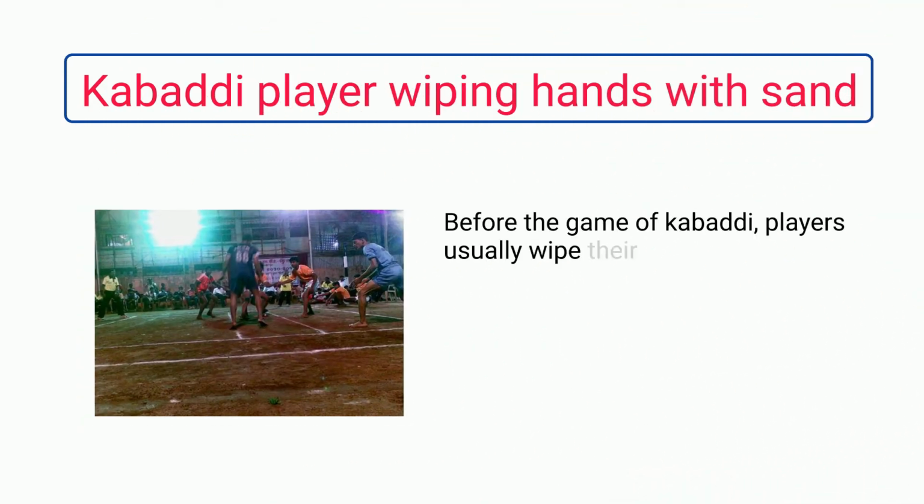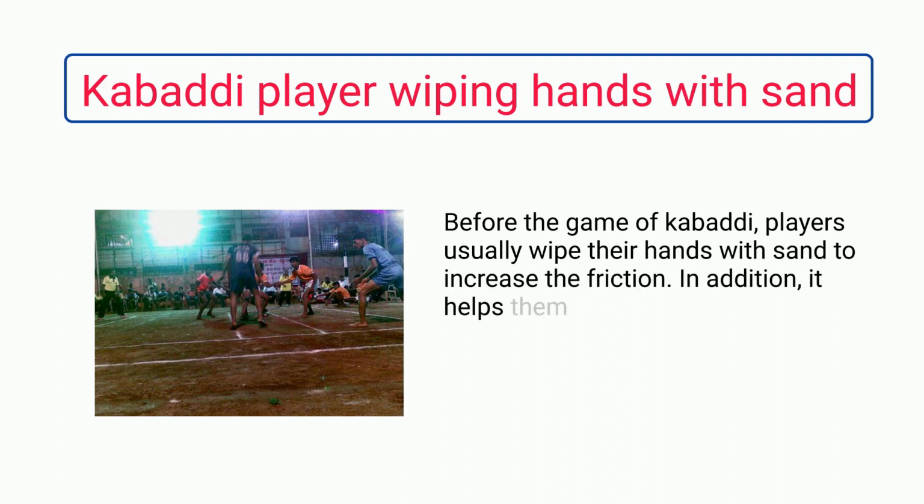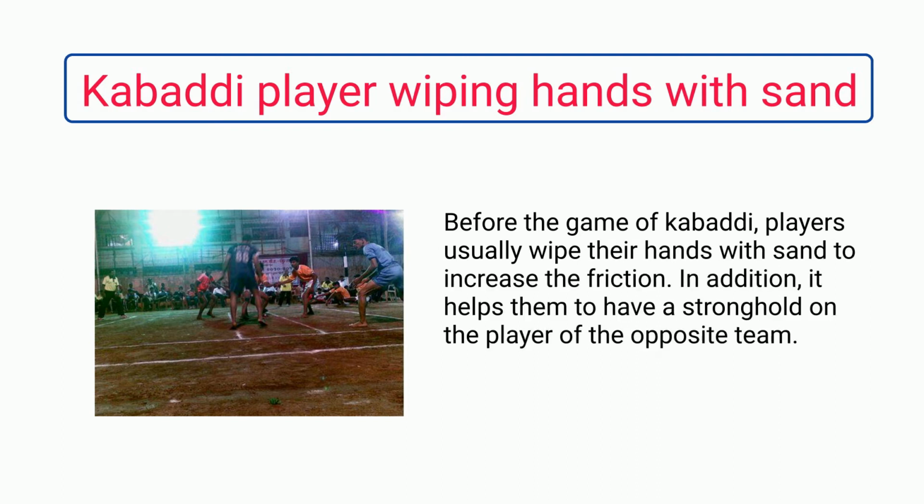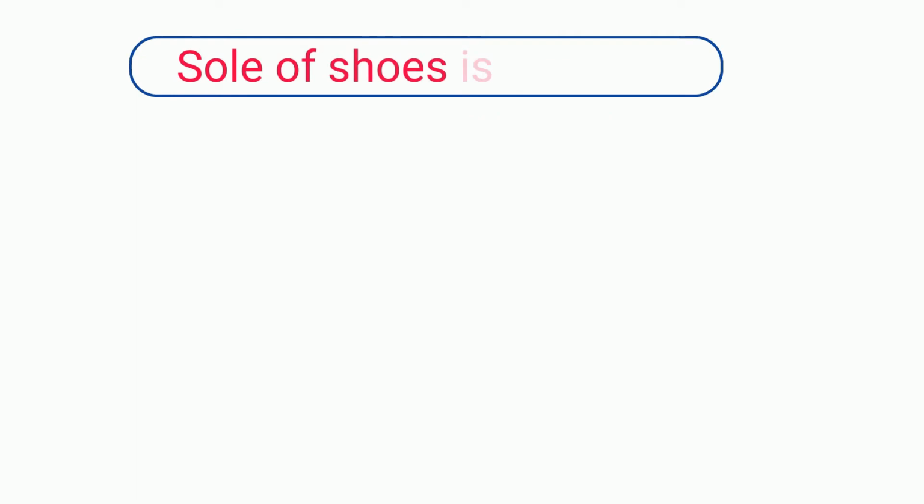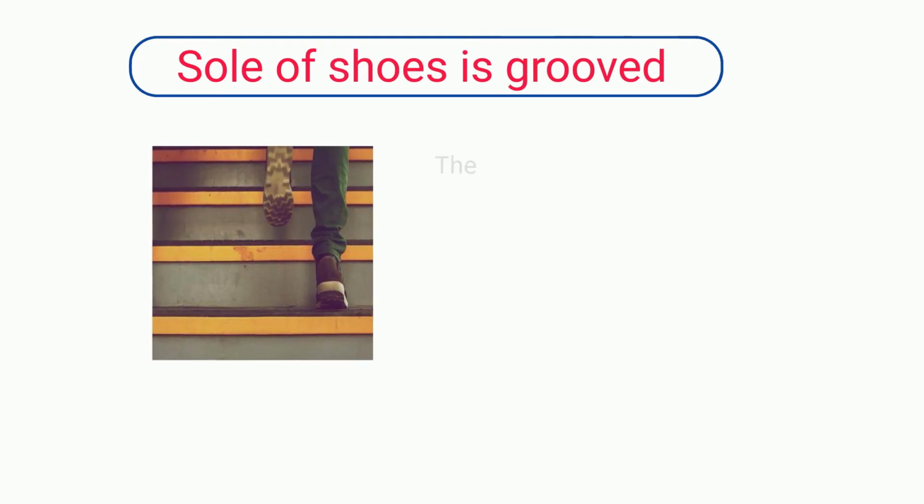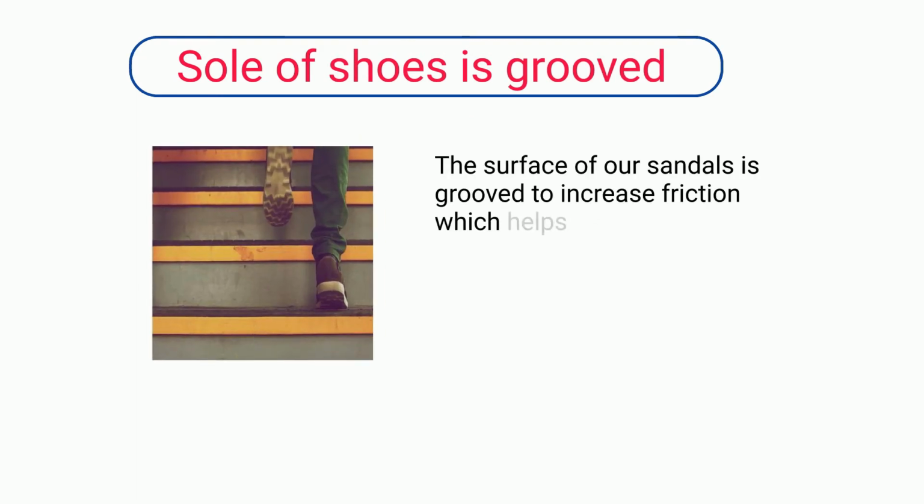Before the game of Kabaddi, players usually wipe their hands with sand to increase the friction. In addition, it helps them to have a stronghold on the player of the opposite team. Sole of shoes is grooved. The surface of our sandals is grooved to increase friction, which helps us walk comfortably on a path.